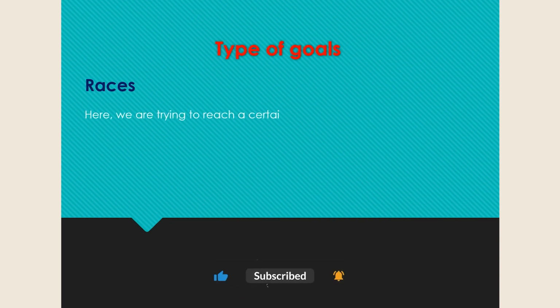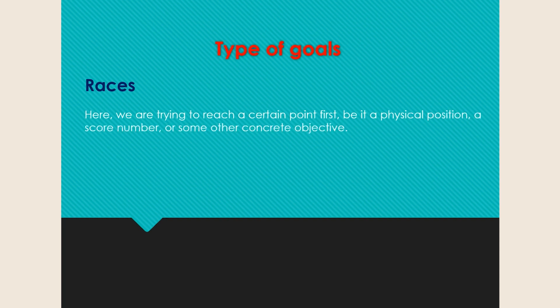Second type of goals is races. Here, we are trying to reach a certain point first, be it a physical position, a score number, or some other concrete objective.